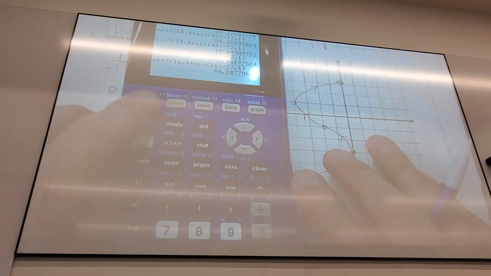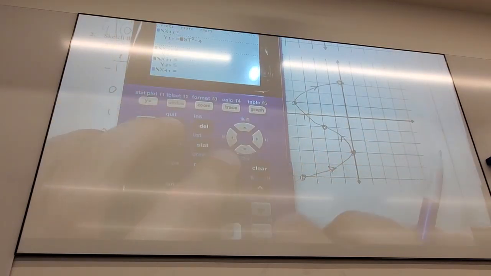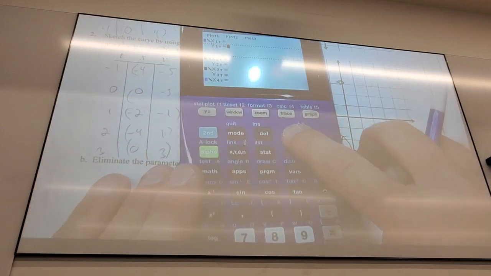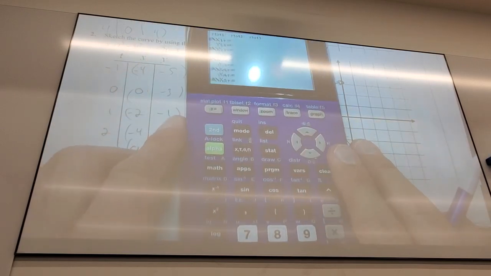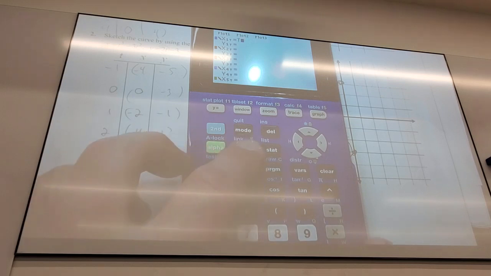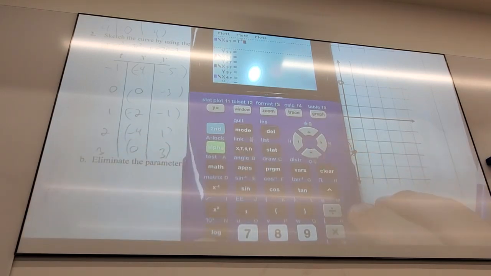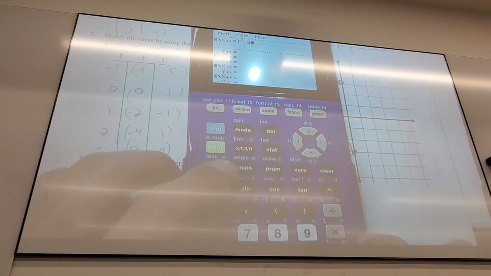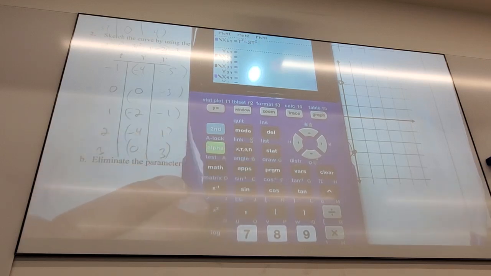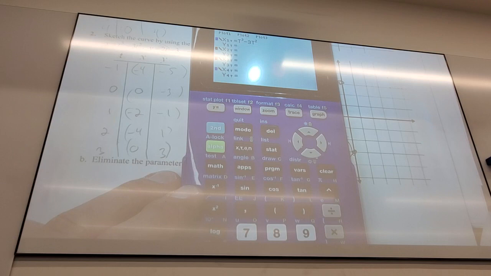So now watch this. Everybody, go ahead and put this in here. I want to show you something really cool. This is a quick way to make a table of values. So if I have t cubed minus 3t squared, and I have 2t minus 3.